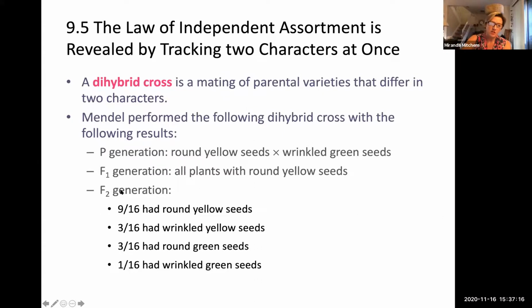But now in the F2, he got a different ratio. 9 out of 16 had round yellow, 3 out of 16 had wrinkled yellow, another 3 out of 16 had round green, and only 1 of the 16 had wrinkled green. 9 to 3 to 3 to 1. This is our ratio for a dihybrid cross in the dominant pattern of inheritance. The F2 will have 9 to 3 to 3 to 1.